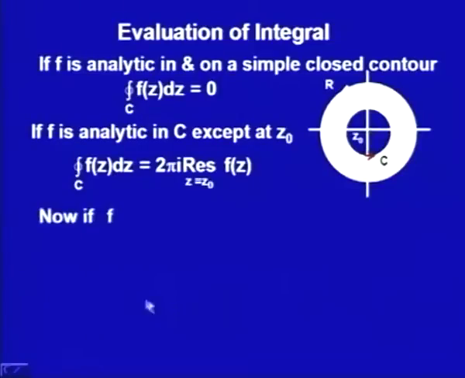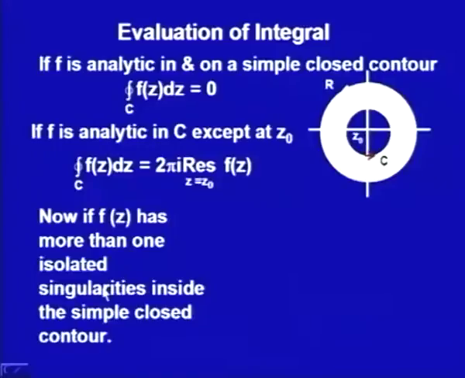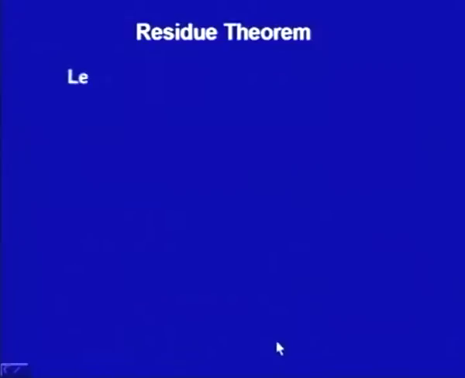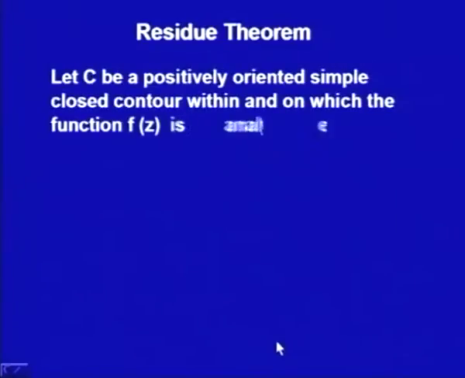happen? So, if f(z) has more than one isolated singularity inside the simple closed contour, say this kind of situation, we have a positively oriented closed contour and a number of singularities z naught, z 1, z 2 and so on inside this C. Then what will happen? Remember one thing: if we are saying the function has isolated singularities inside this contour, they have to be finite. You have to think about why that will happen. Here comes the answer in the form of the residue theorem.